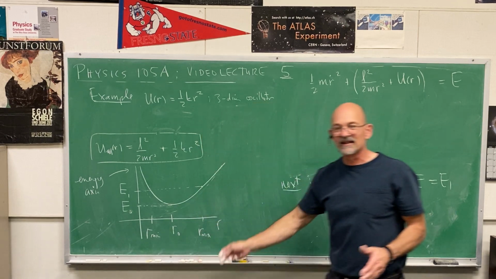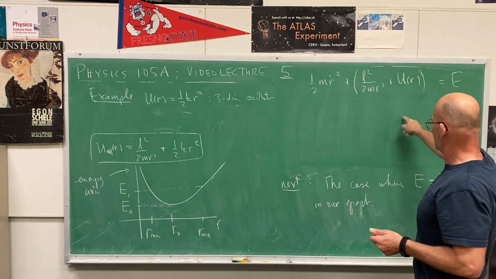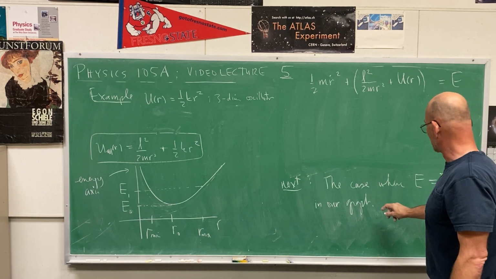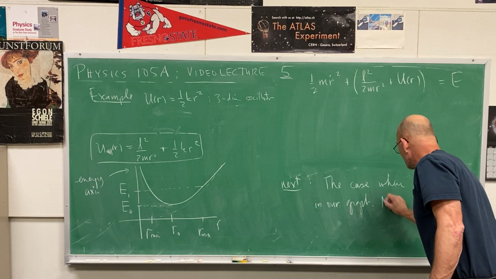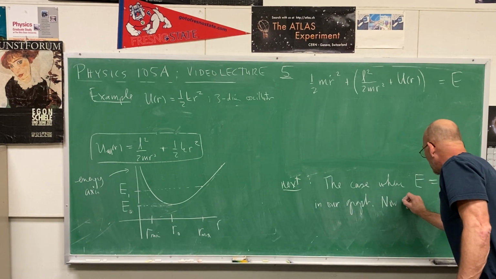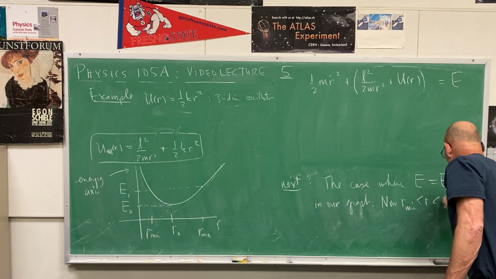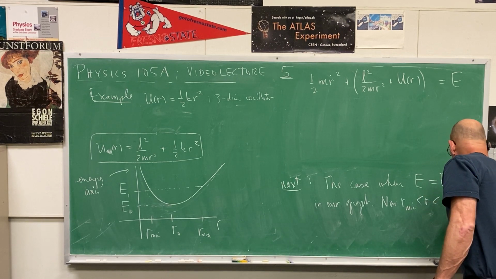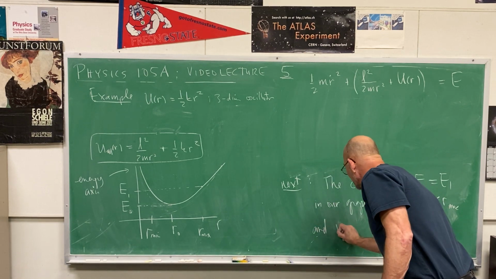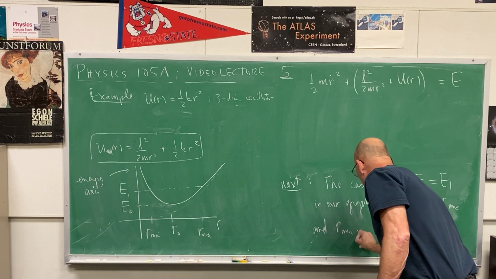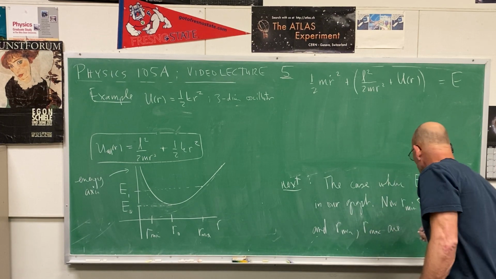This is exactly what we did with the one-dimensional motion earlier in the semester. So the case when E is equal to E1 in our graph, we now have R min less than R less than R max, and R min and R max are the turning points.